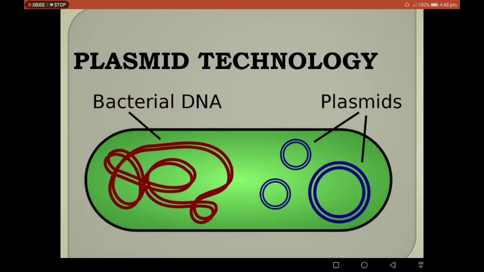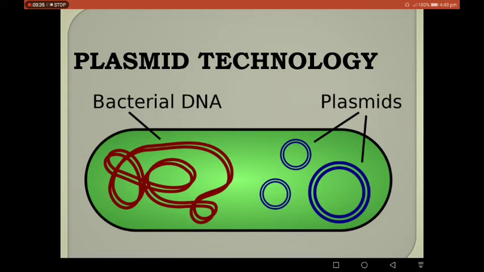Invention of plasmid technology jumped biotechnology into a new era. That means plasmids are extrachromosomal. We can see in this picture, this is a bacterial cell. The bacterial DNA can be clearly observed, and also there is some circular structure other than the bacterial DNA. This circular structure is known as plasmid.